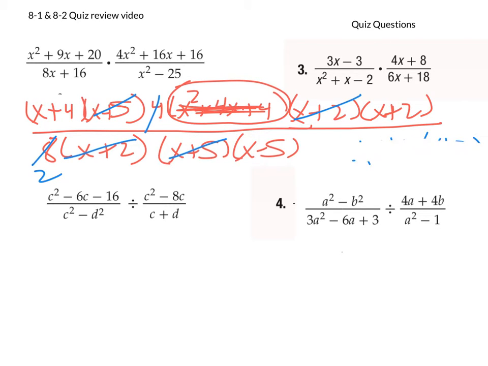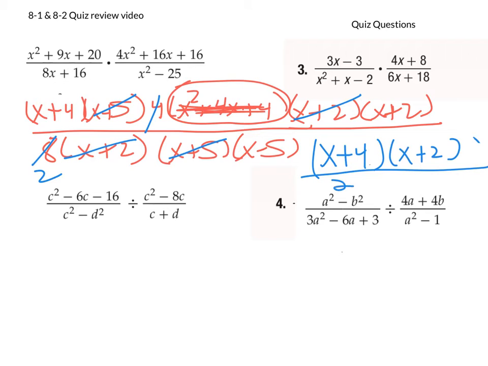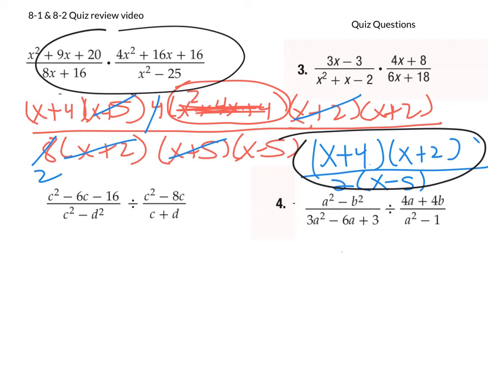Doesn't look very good. Let me do that again. x plus 4, x plus 2 over, we have a 2 and an x minus 5. 2x minus 5. And so there is my answer to this problem. I'll do number 3 on the quiz the same way.